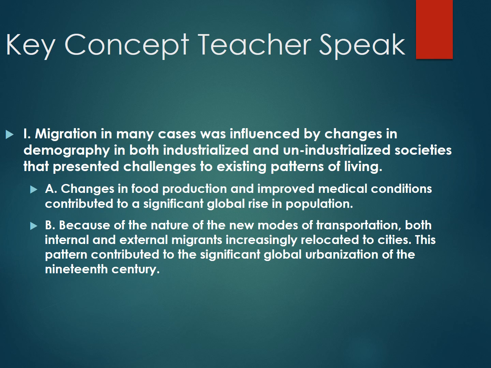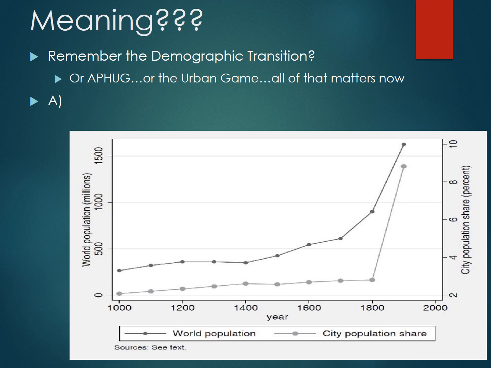And there are some caveats there, A and B. And A looks at changing food production and medical conditions, contributing to a significant global rise in population across the board. And then B looks at the nature of new modes of transportation. We started looking at internal and external migrants relocating to cities. And of course, that pattern is typically known as urbanization as we get to the 19th century.